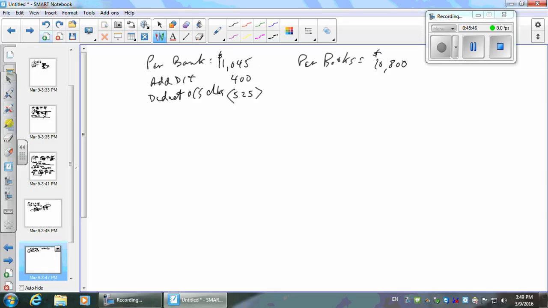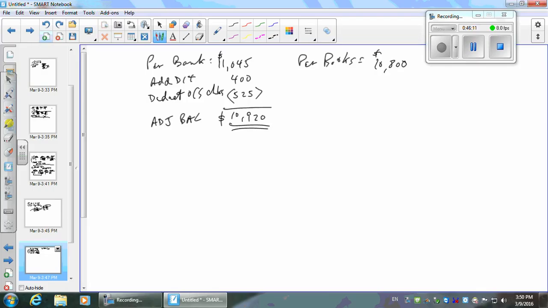So how much does the bank think that we have in our account? We call this an adjusted balance. What's the balance that we really have according to the bank? 11,045, plus 400 is going to get there later, less 525 is going to get there later. Is that 10,920? Okay, just like that.